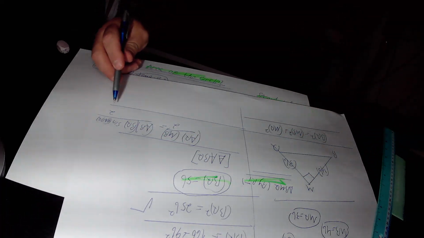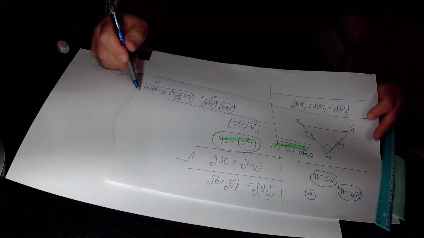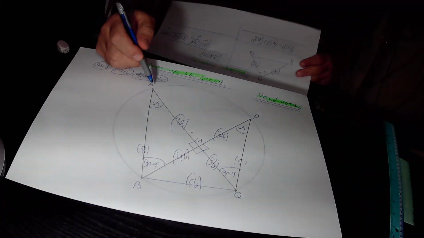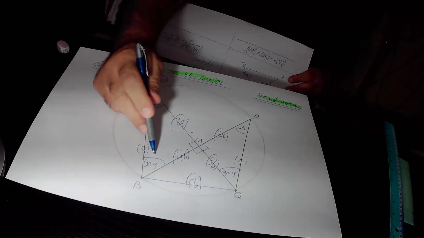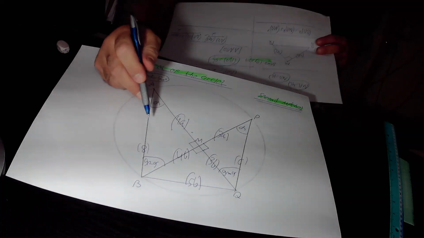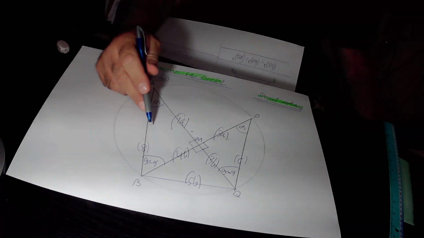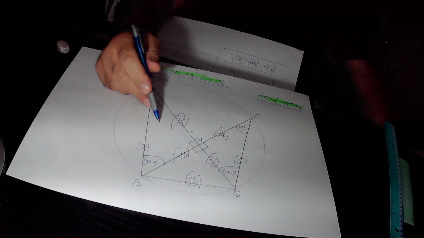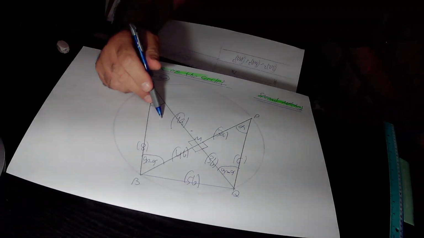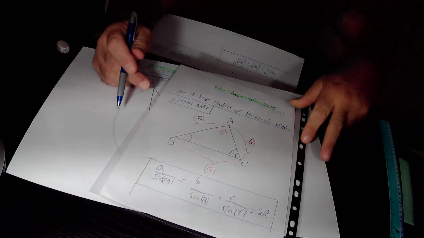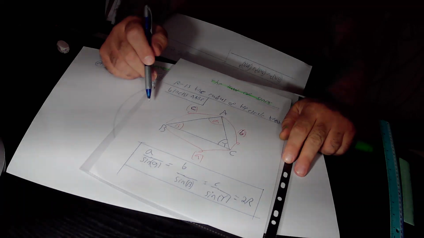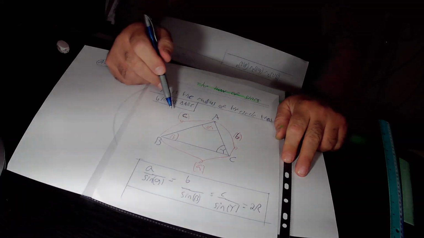But what is the value of sine ABQ? In order to find out the value of sine ABQ, we use the law of sines. The law of sines is true in any triangle. This is triangle ABC, that could be any triangle.